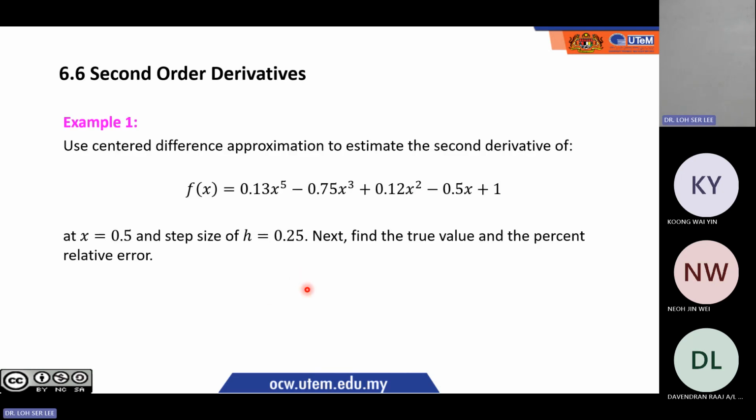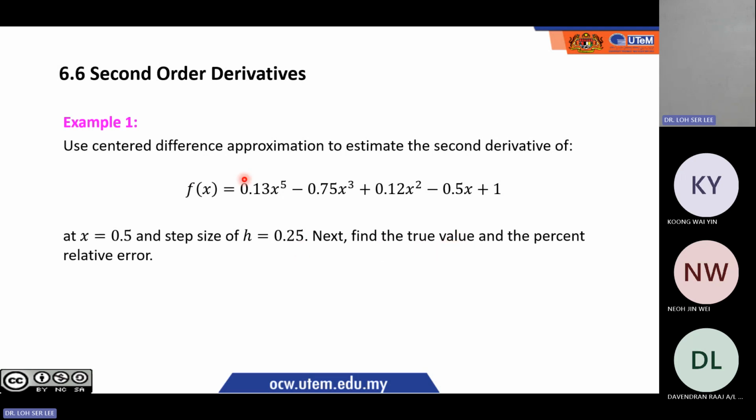Now we look at the first example. Use the centered difference approximation to estimate the second derivative. You have to know whether it is the first derivative or second derivative that you need to find, because the formulas are different. This is for the second derivative, that means f double prime. You need to find f double prime where x is 0.5, so f double prime at 0.5, with a step size of 0.25. Next, find the true value.